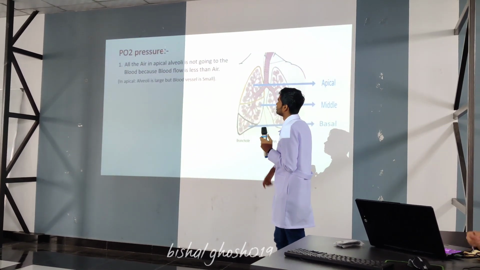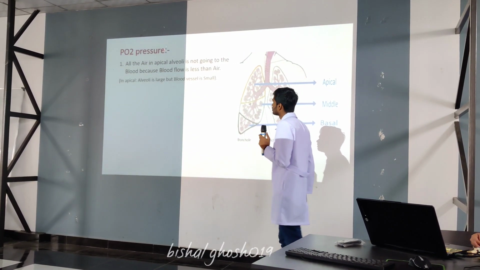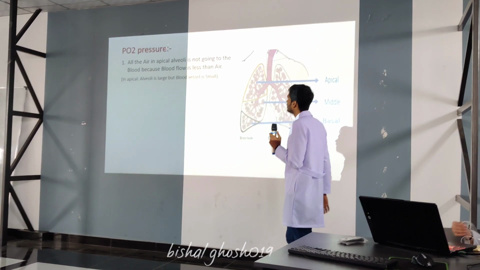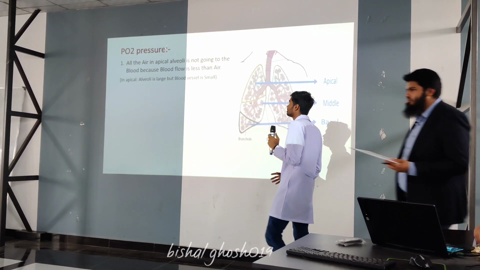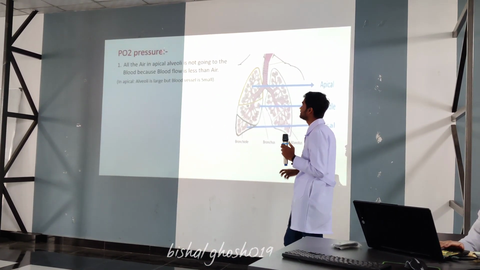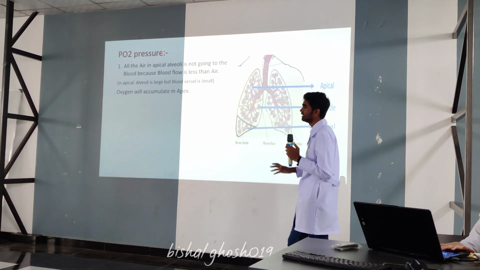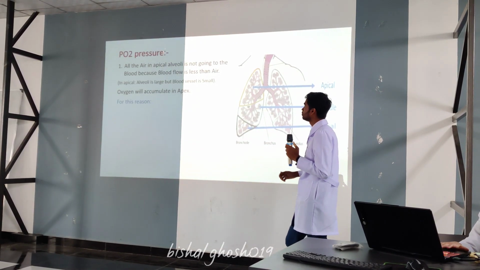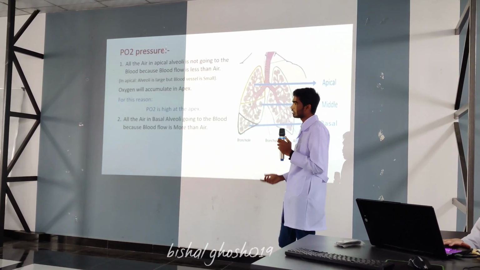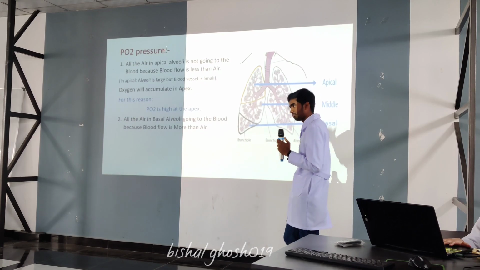Now we are talking about pressure of oxygen. All the air in apical alveoli is not going to the blood because blood flow is less than air. In the apex, alveoli are large but blood vessels are small. Oxygen will accumulate in the apex. For this reason, pressure of oxygen is high at the apex.